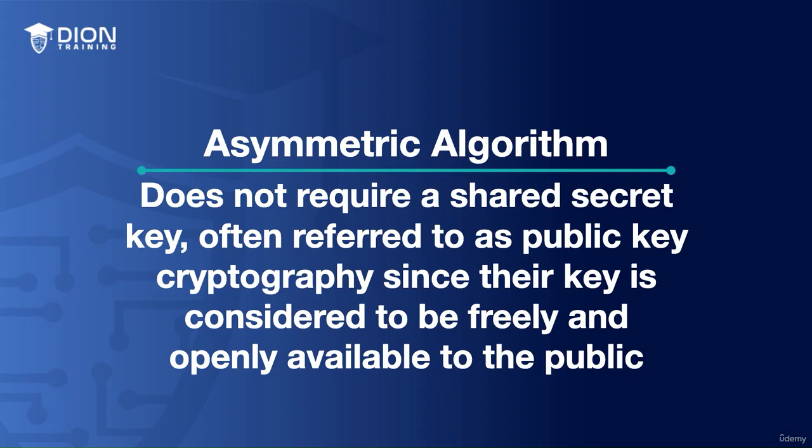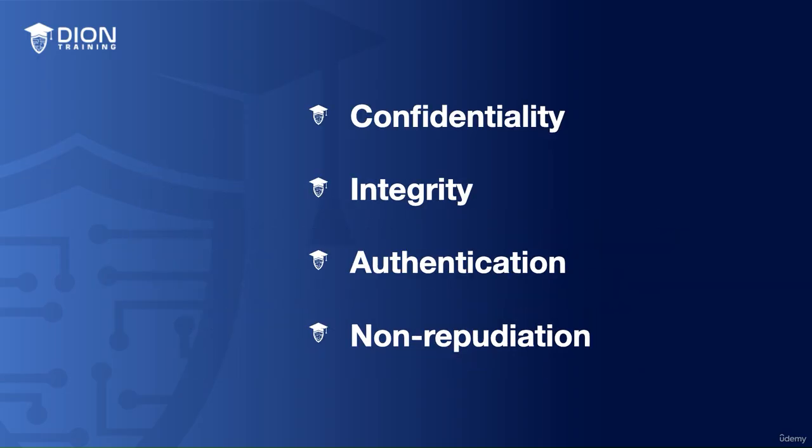Now, with asymmetric algorithms, we're going to use a key pair to encrypt and decrypt our data using two different keys. These are known as a public and a private key. Now, public key cryptography can provide us with confidentiality, integrity, authentication, and non-repudiation for the different pieces of data or messages being sent. To provide confidentiality, the data needs to be encrypted using the receiver's public key.